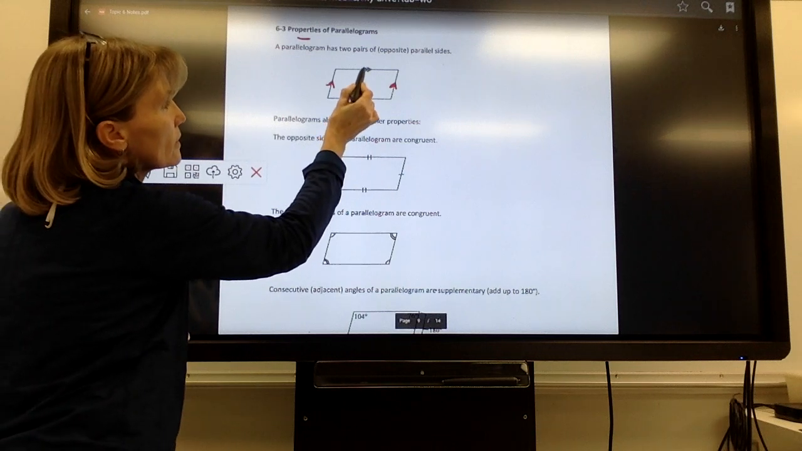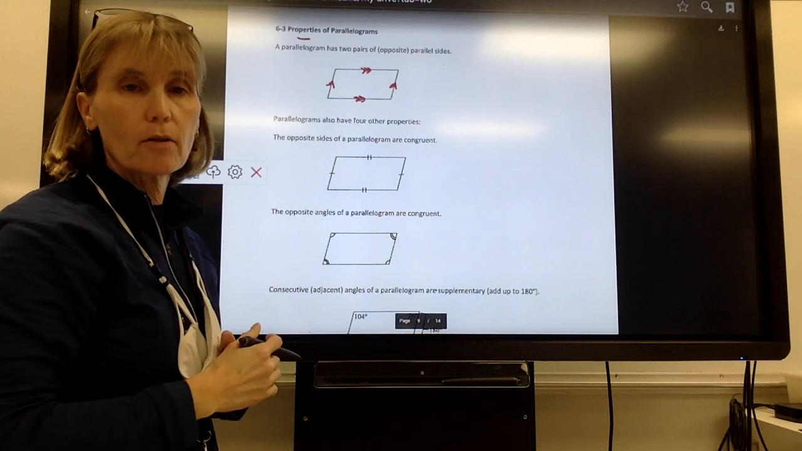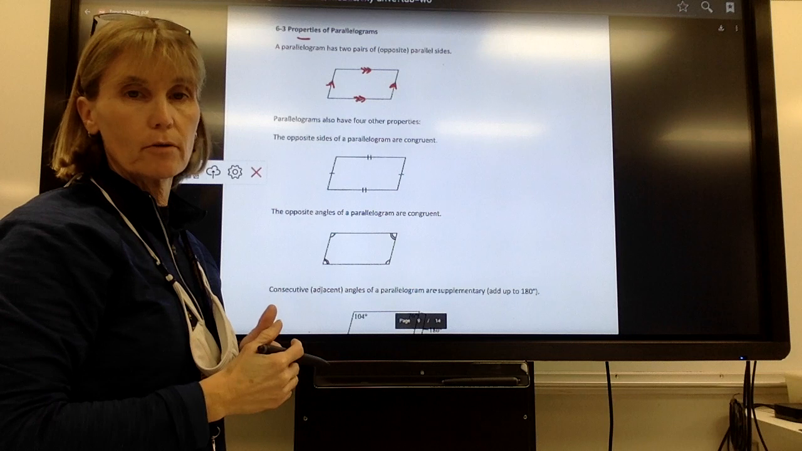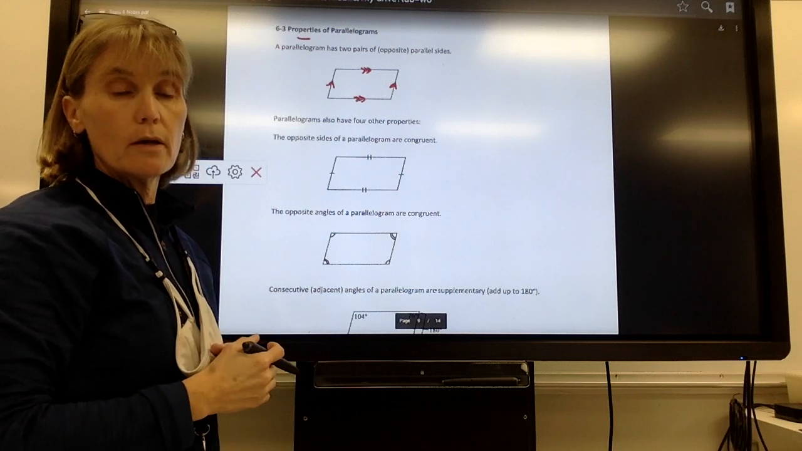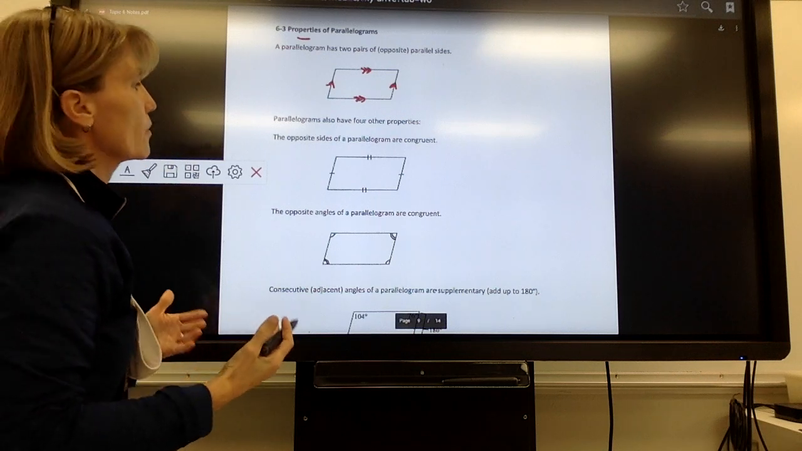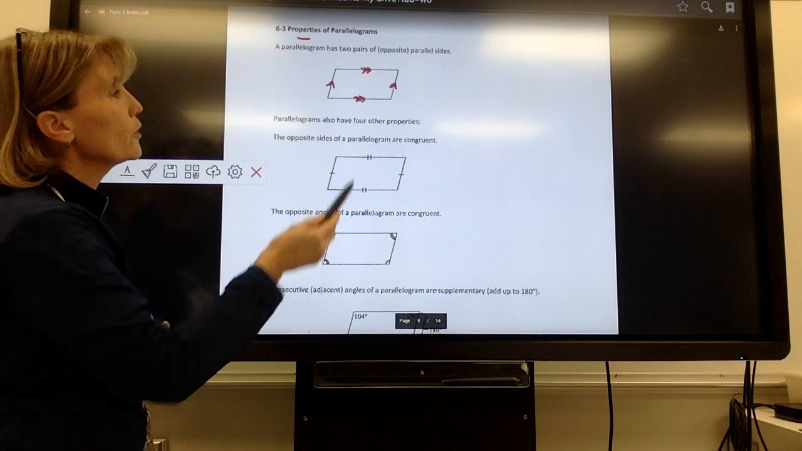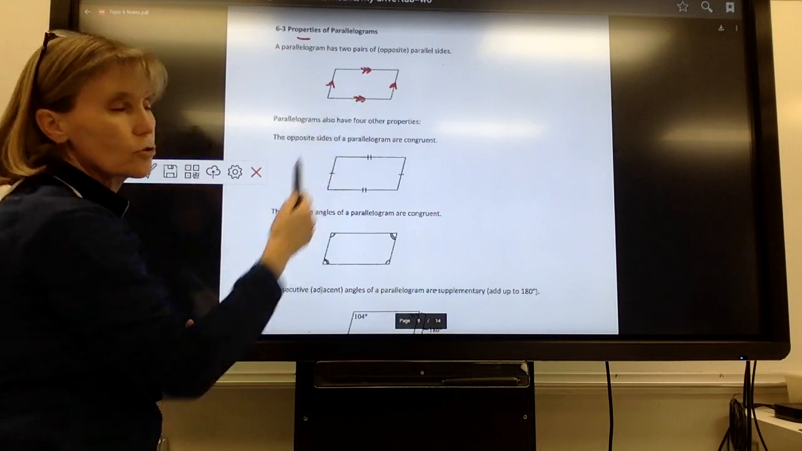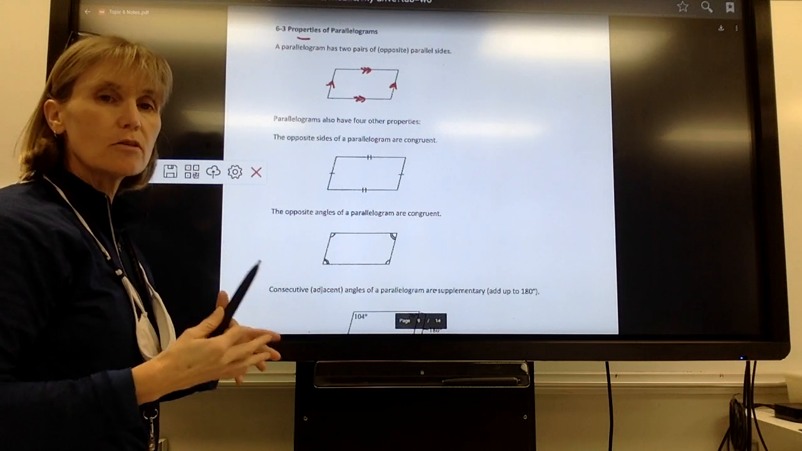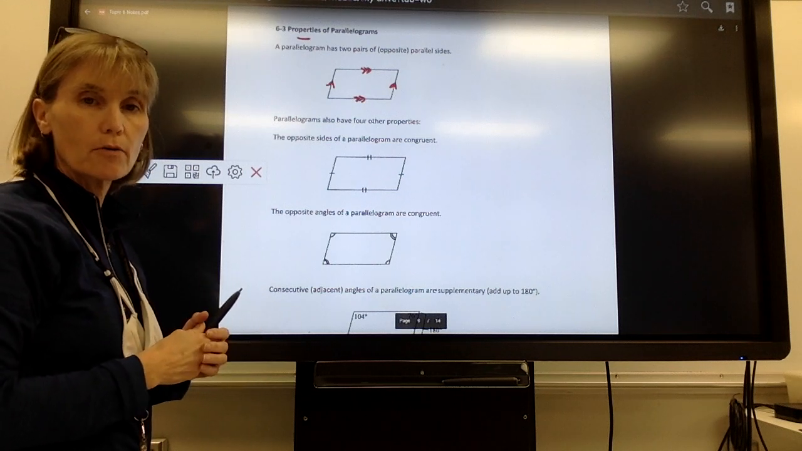And then you see a second set of arrows going this way. That means those two sides in the parallelogram are parallel to each other. So the opposite sides in a parallelogram are parallel to each other. That's one criteria that can be used to define a parallelogram, or what's true about them. Okay, it says parallelograms also have four other properties. So not only do we have opposite sides that are parallel to each other, but we have four other conditions that exist. And if we see those conditions in a quadrilateral, we know that we have a parallelogram.